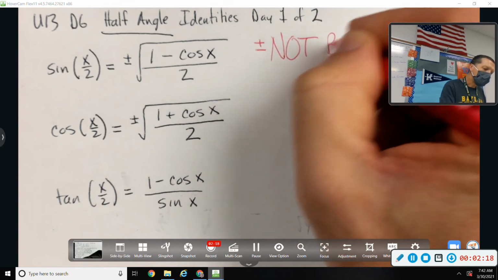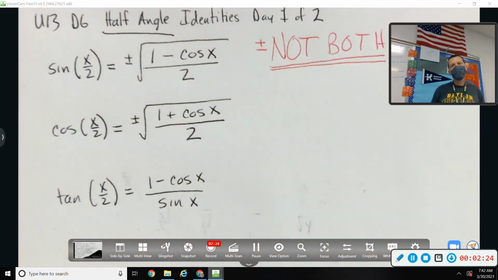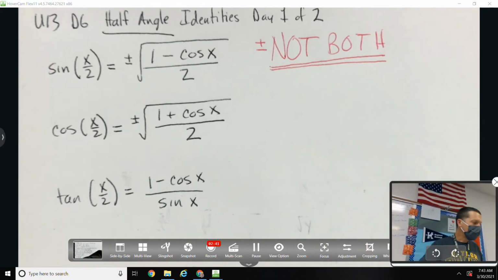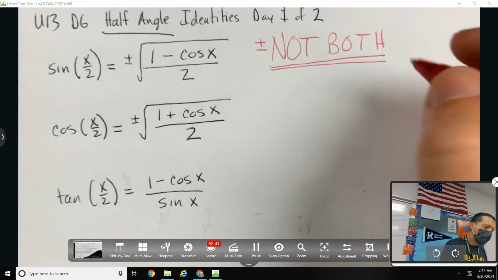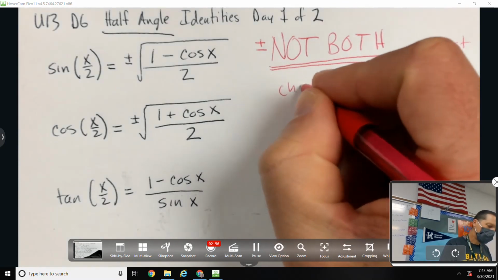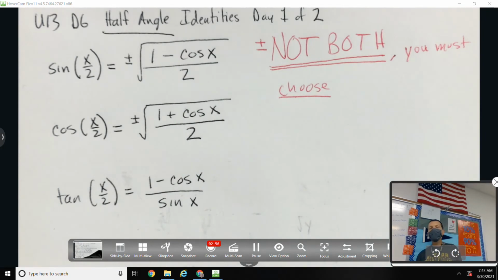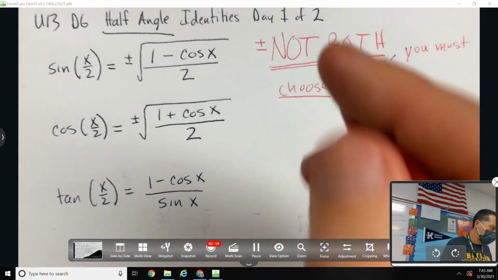it's not both. This is different than usual. What formula do you see the plus or minus in? What are you most familiar with that has a plus or minus in the formula? The quadratic, good. It's x equals negative b plus or minus, and so you get two answers. Here, though, this is different. It's not both like the quadratic, where you get two answers. Here you have to pick. You must choose whether it's positive or negative. The plus or minus is there to remind you to pick the right one.